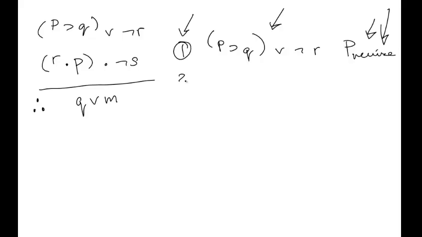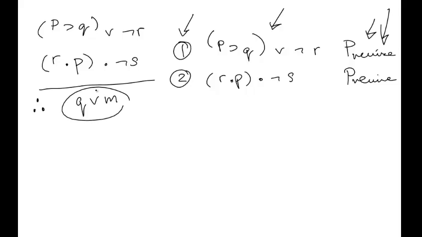So line 2, I'll introduce my other premise, R and P and not S, and I'll say how I got that. That's a premise, and the goal then is to build the conclusion. So there's my conclusion. The idea is, how do I get to Q or M given these two premises?